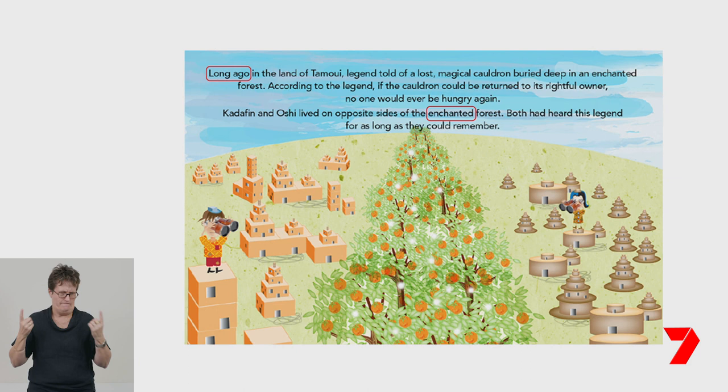We know it is imaginary because there's an enchanted forest. Let's check. What does enchanted mean? Enchanted can be used in many ways, but in this instance, it means the forest has been placed under a spell. The legend of the magical cauldron could have something to do with the quest, don't you think? Let's keep going and find out who Cadafan and Oshi are.